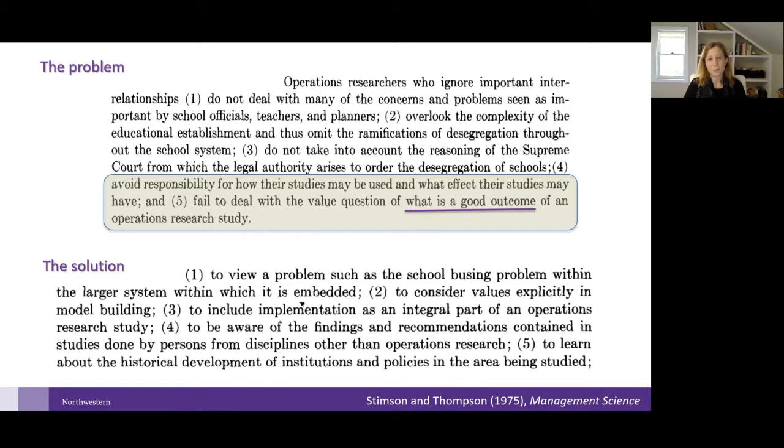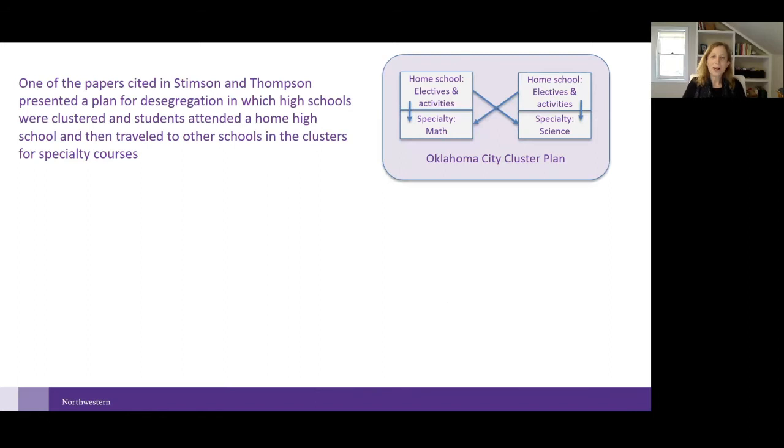For me personally, just going back and reading these papers has been a really eye-opening delve into history. The other thing that I think is really interesting is just to look at the reaction at the time from the operations research and operations management community. One of the papers cited in Stinson and Thompson looks at Oklahoma City schools. At the time, one of the proposals was a cluster plan.